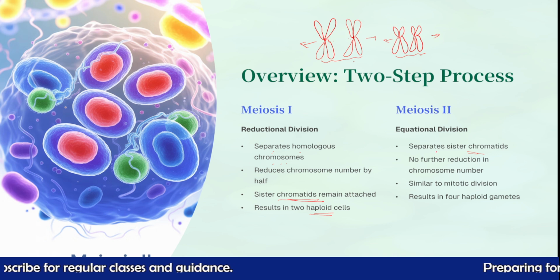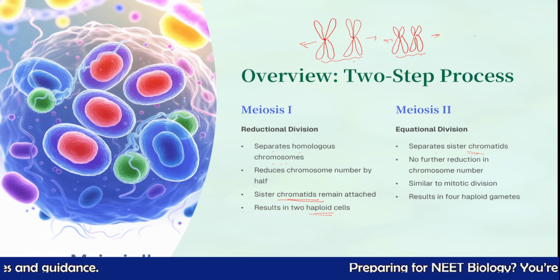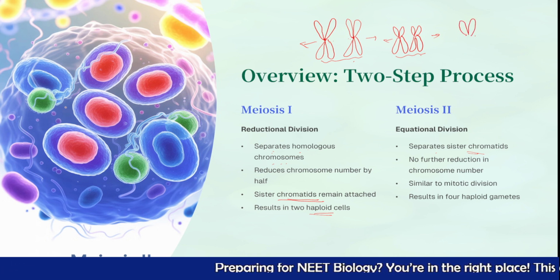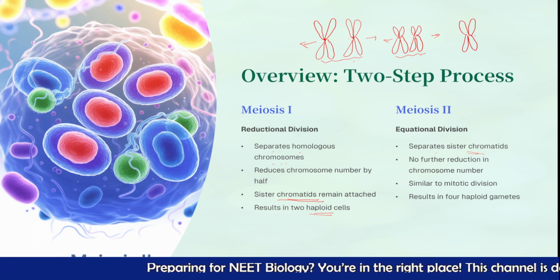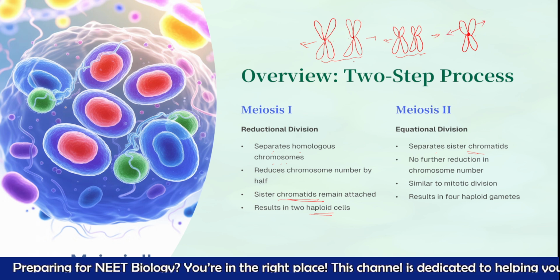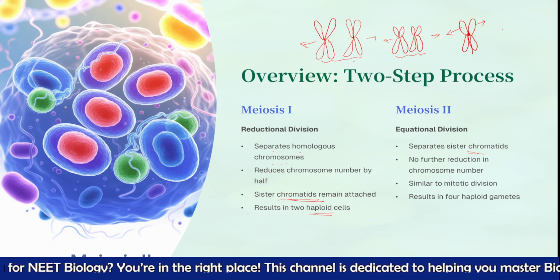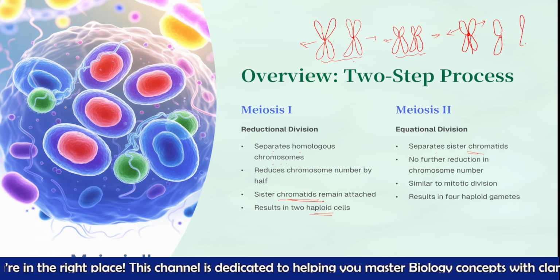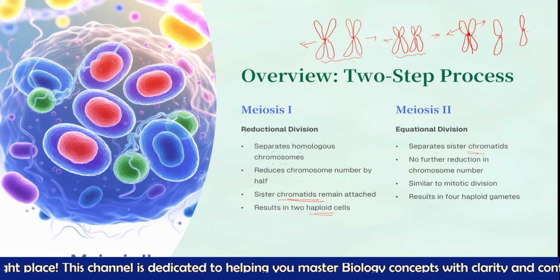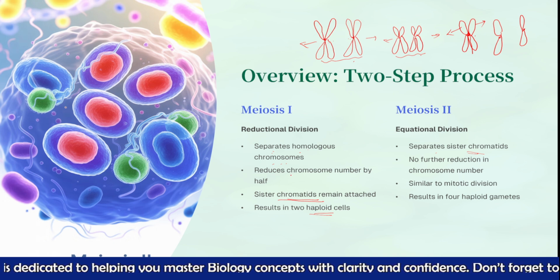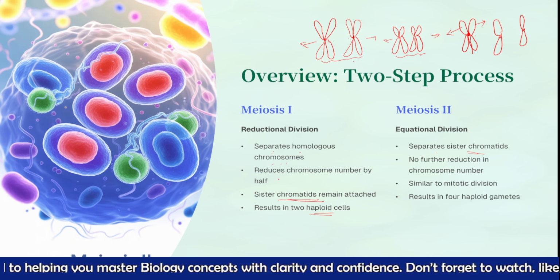Here in meiosis 2, the first point is that the sister chromatids separate. That means in the chromosomes we know there are two sister chromatids. See, this is one sister chromatid, this is another sister chromatid. These sister chromatids separate and form separately like this. That is happening in meiosis 2. Then in meiosis 1, there is a reduction in the chromosome number.